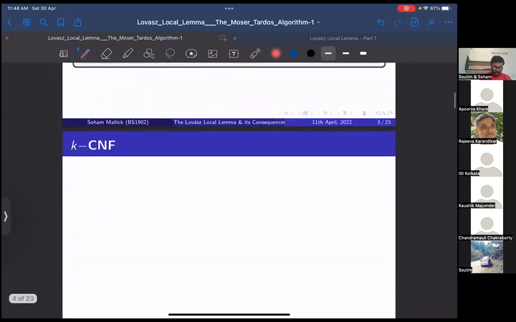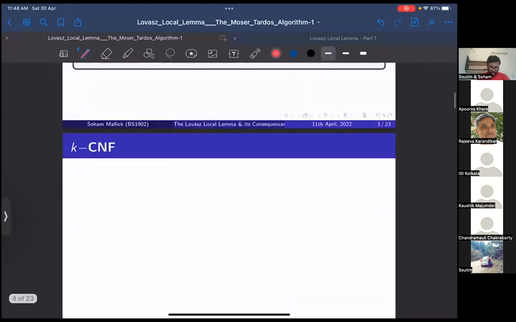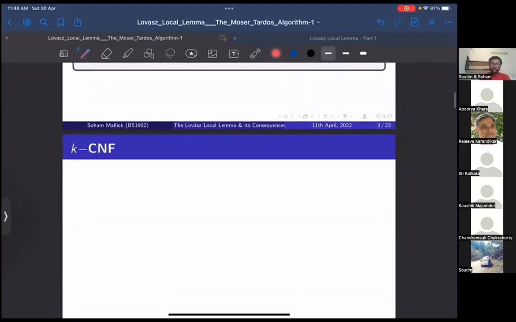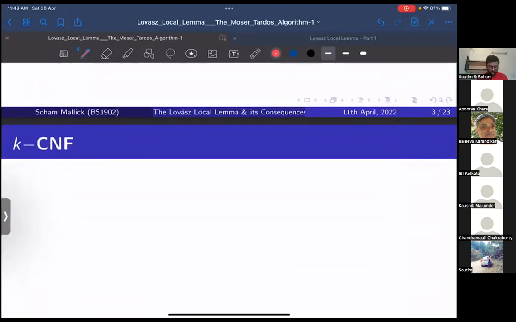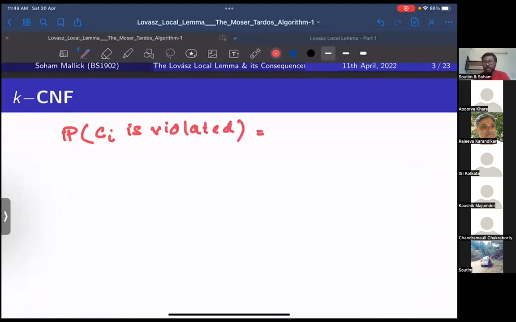And how do we formulate this using the LLL? Suppose we randomly assign values to these xi's with uniform probability, so xi takes values 0 and 1 with probability half and half. Now what is the probability that a particular clause Ci is violated? A Ci is violated when all of the literals in that expression are 0, since they're joined by disjunction. So that probability would essentially be 1 by 2 to the power k.